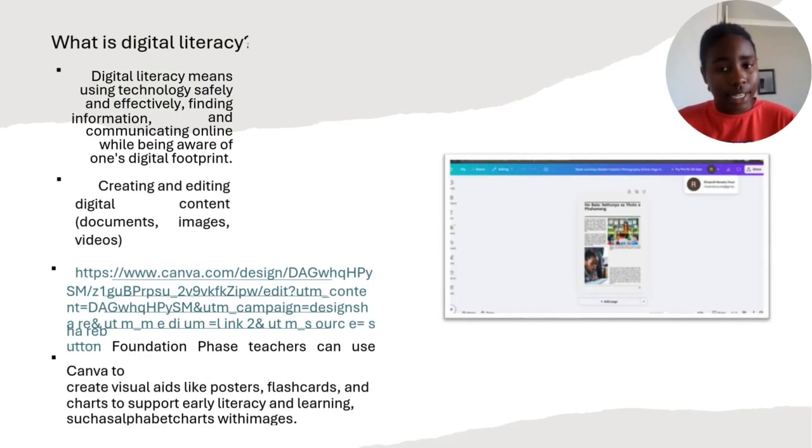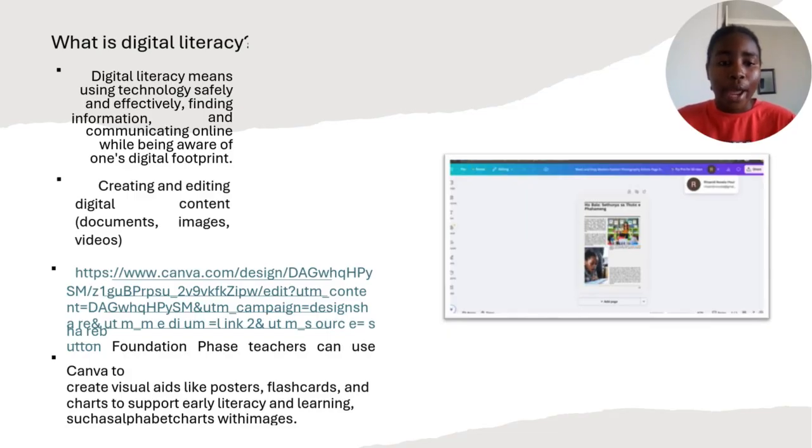What is digital literacy? Digital literacy means using technology in a responsible way to find information and also to communicate online while being aware of one's digital footprint. So, people use technology in different ways. For example, students use email to communicate with their lecturers. For finding information, they use Google. Others use Google Scholar to help them with their assignment.